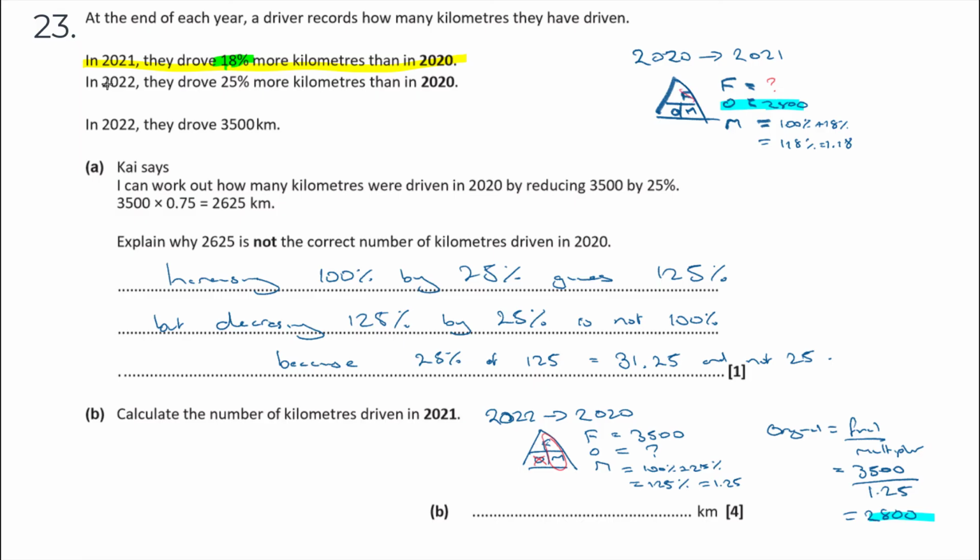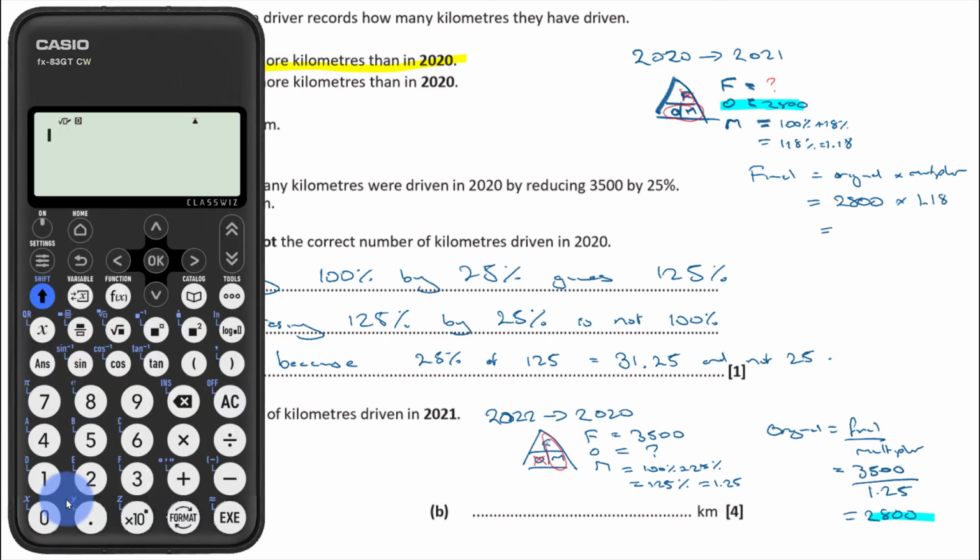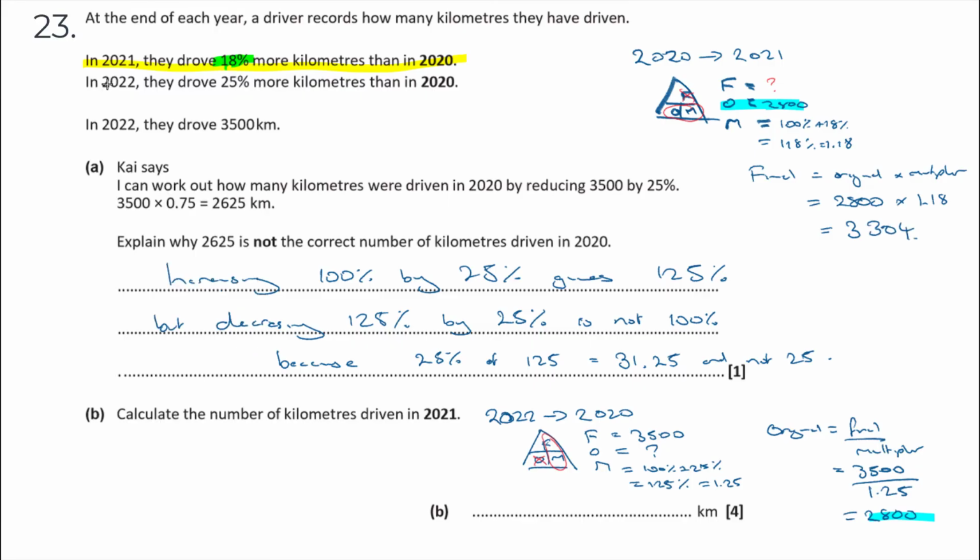So covering up the final tells me it's the original times the multiplier. So final equals original times multiplier. That's going to be the 2,800 from 2020 times the 1.18 increase. So 1.18 times 2,800 comes to 3,304. So that's the number of kilometers driven in 2021.